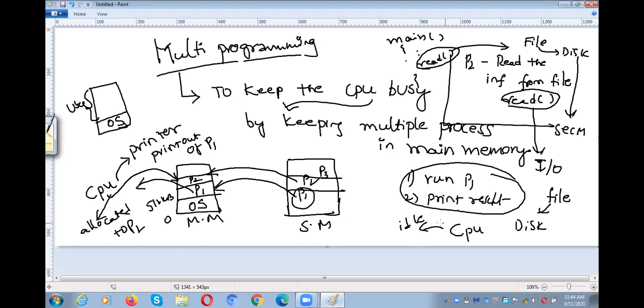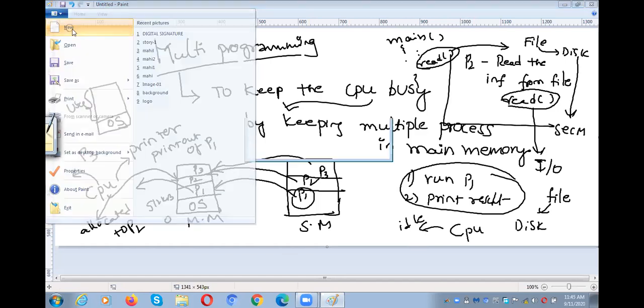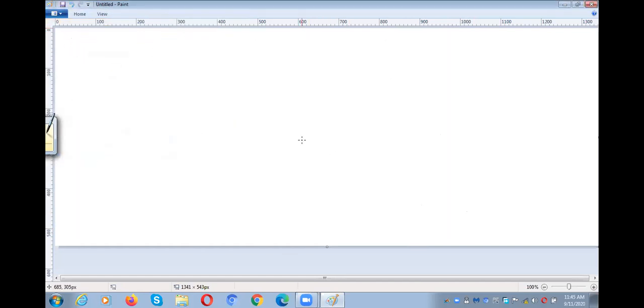In order to avoid that problem, so again what we will do, we can keep process 3 into the main memory so that the CPU is now allocated to P3. Okay now, I will explain you with a new fresh slide, right?